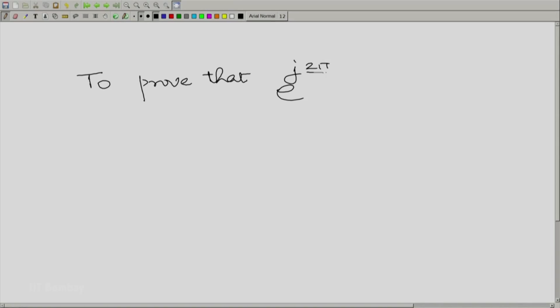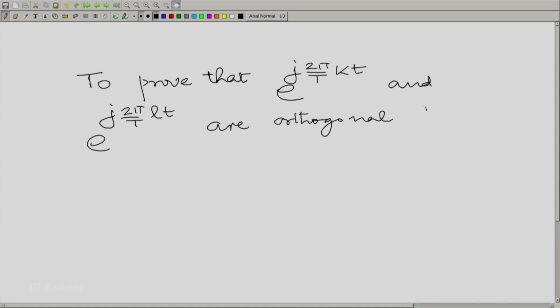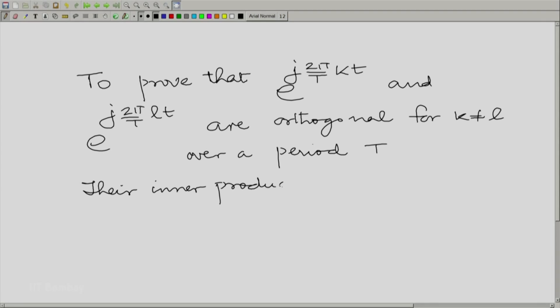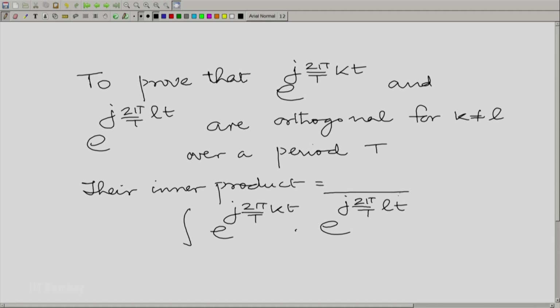So, what we want to do is to prove that these two rotating complex exponentials, e raised to the power j 2 pi by T k t and e raised to the power j 2 pi by T L t, are orthogonal for integers k not equal to L over a period T, of course. Very easy, just take their dot product or their inner product, to use formal language. Complex conjugate the second argument and integrate with respect to t over an interval of length T.